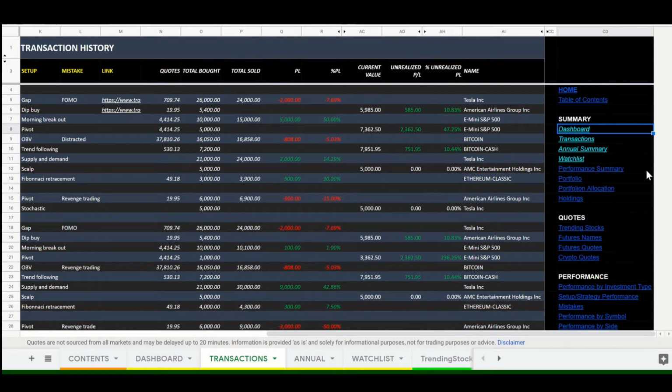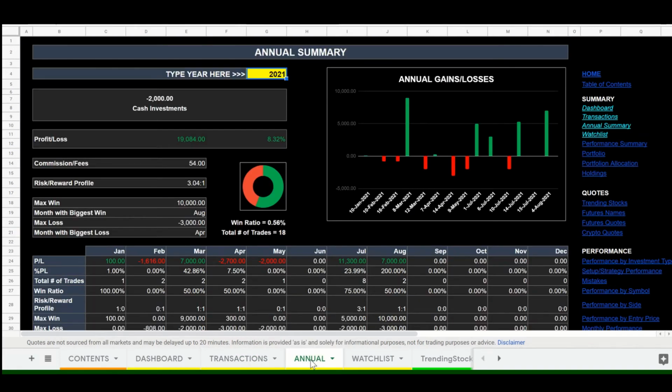Next, at the very right side of each page, you will see this table of contents so you could easily go to each of the pages. Next, let's go to the annual summary. So in the annual summary, you type the year here, 2020. If you already have information for 2020, type that here, or 2021, you type that here. Now, cash investments, so for this year, excuse me, you actually did a cash withdrawal of $2,000.